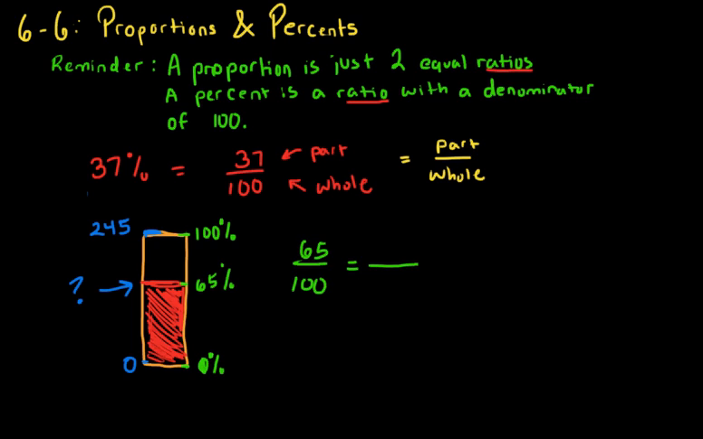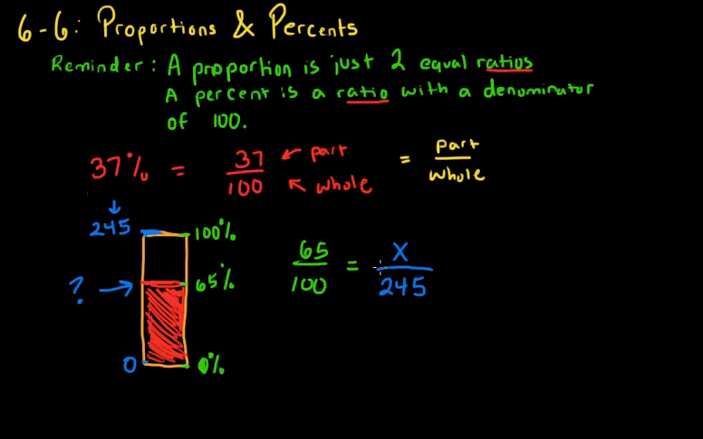And I guess I'll do that last part in blue. So, on the other side of our proportion, let's see what we have. Okay, 65 is the part, and 100 is the whole. Well, we know the whole amount. It's 245, so let's fill that in. What we don't know is this amount right here.